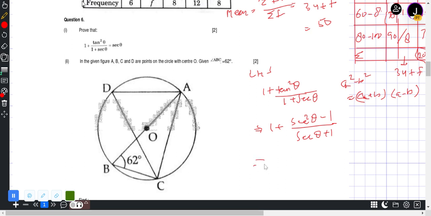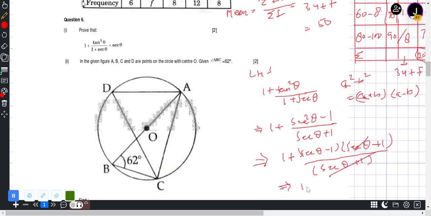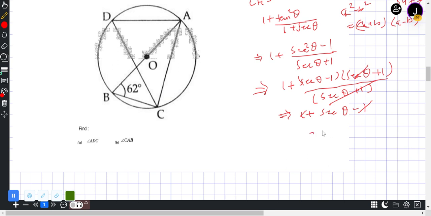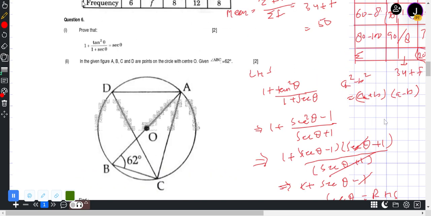That becomes 1 plus sec theta minus 1 into sec theta plus 1. And you have sec theta plus 1 in the numerator also, so numerator and denominator are cut. What I am left with is 1 plus sec theta minus 1. 1 and 1 is cut. So what is left is sec theta, which is the RHS. Hence proved. These were also 3 marks. Okay, so this is done.